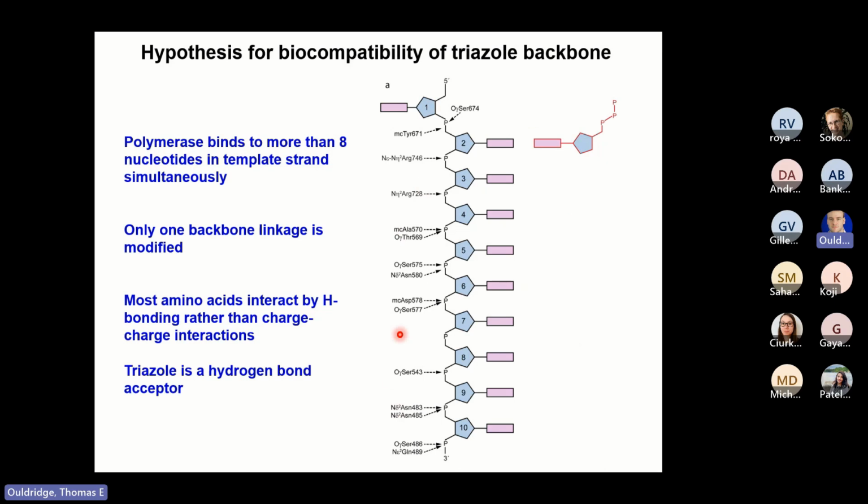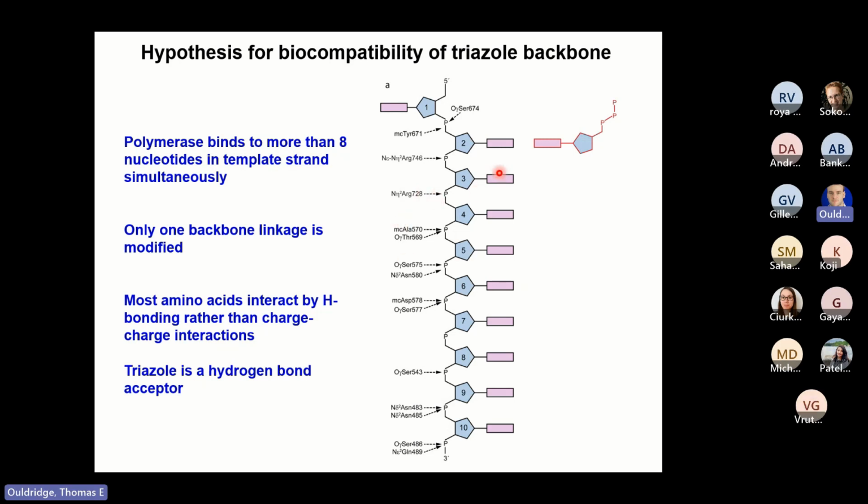So this is looking at approximately the number of nucleotides in a DNA template that would be bound at any time to a DNA polymerase. And when the polymerase binds to the DNA template, amino acids in the protein form hydrogen bonding interactions with the DNA. There are some electrostatic interactions, but they're mostly hydrogen bonding. And the triazole is only 1 out of 10 nucleotides bound to the polymerase, so it's only a tenth anyway, approximately, and it can actually form, in principle, hydrogen bonds. So the polymerase doesn't seem to be that selective about what's happening at the backbone.